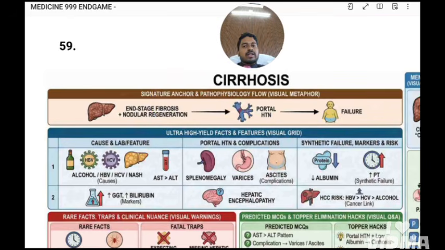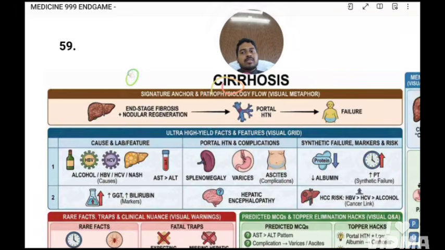Now remember that AST will be more than ALT in case of cirrhosis. Now why is that? Because ALT is produced by the liver cells. Now these liver cells will die in cirrhosis. As a result, in cirrhosis liver cells are not there, so ALT is not produced, hence AST levels will be higher. So that is the reason we get AST more than ALT. Similarly, GGT will increase in case of alcoholic liver disease, and bilirubin will also increase.